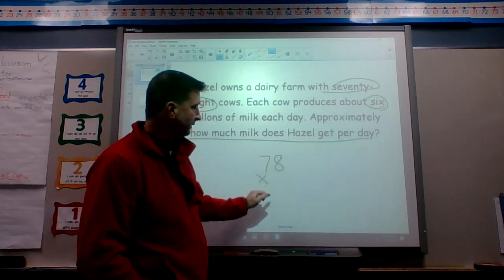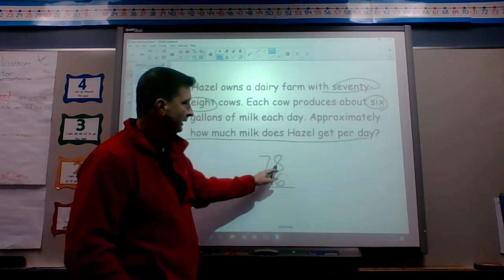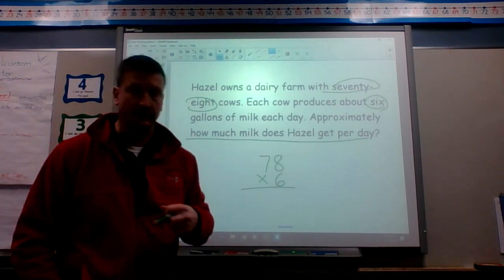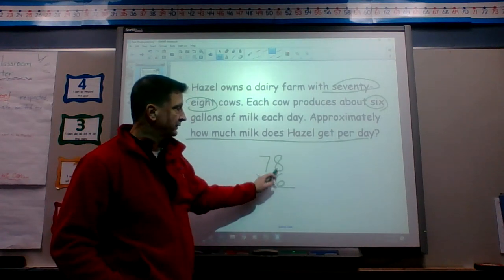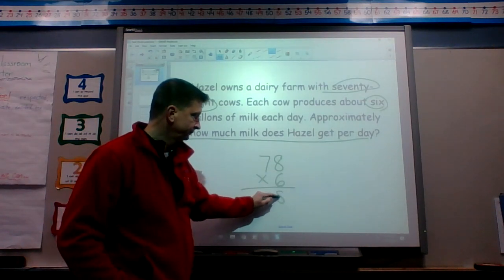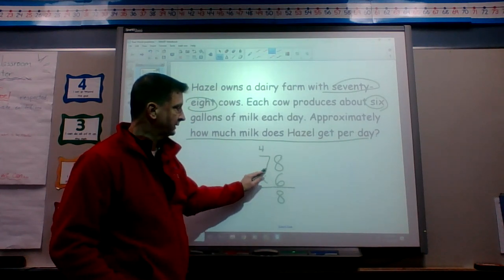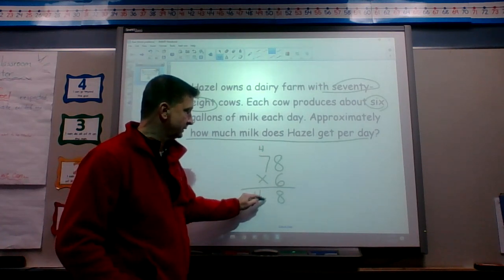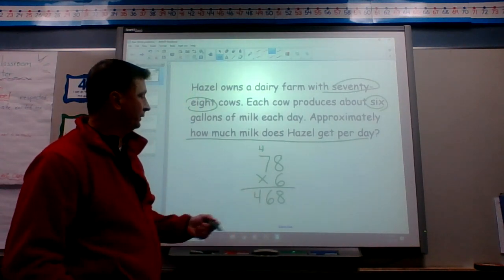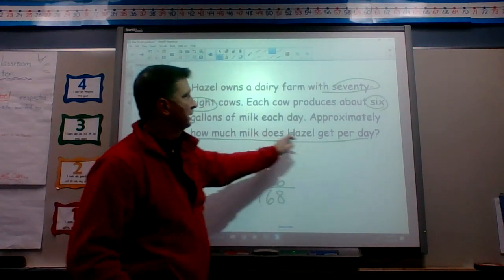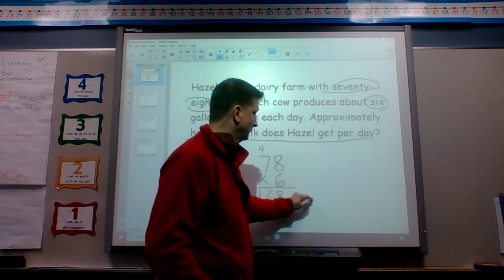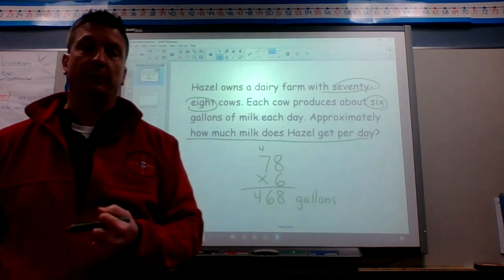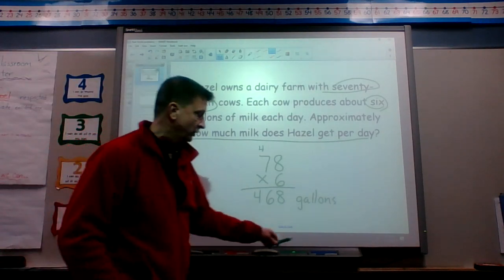I'm going to take these 78 cows, knowing that each one of those cows is going to give me about 6 gallons of milk. So I'm going to multiply these out. 6 times 8 is 48. I know that 6 times 7 is 42, and 4 more makes 46. So I'm going to end up with 468 gallons each day, or per day, of milk from those 78 dairy cows that she has.